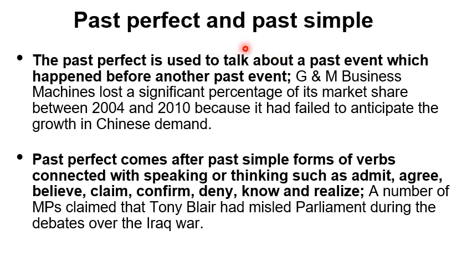In this sense, we can say that past perfect is used when we talk about two events that occurred in the past, but one before another. One event occurred before another. For example, G&M business machines lost a significant percentage of the market share between 2004 and 2010 because it had failed to anticipate the growth in Chinese demand.